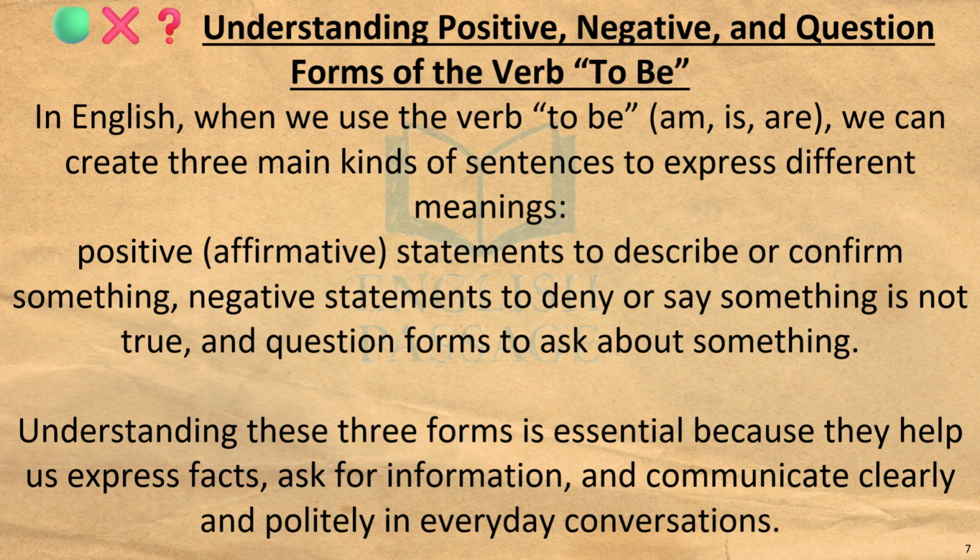Understanding positive, negative, and question forms of the verb to be. In English, when we use the verb to be, am, is, are, we can create three main kinds of sentences to express different meanings. Positive, affirmative, statements to describe or confirm something, negative statements to deny or say something is not true, and question forms to ask about something. Understanding these three forms is essential because they help us express facts, ask for information, and communicate clearly and politely in everyday conversations.